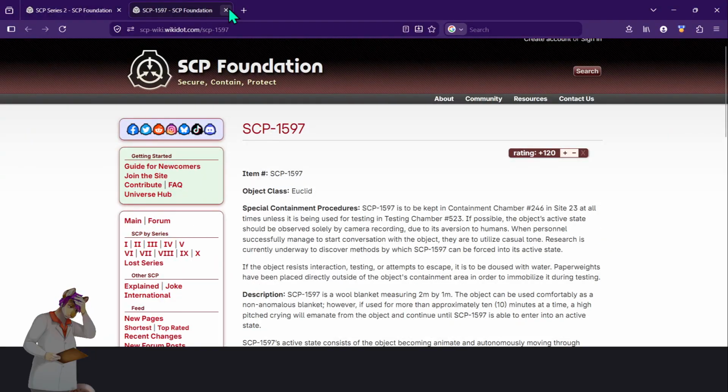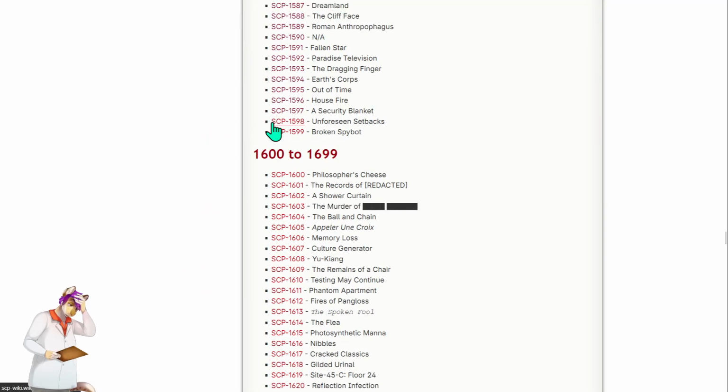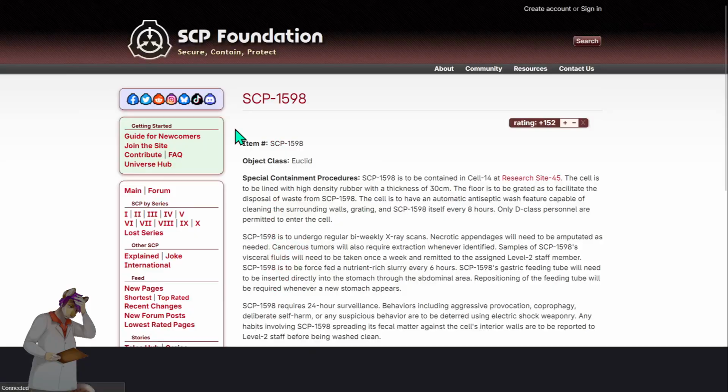There was unforeseen setbacks. Also Euclid. That leads to Site 48.